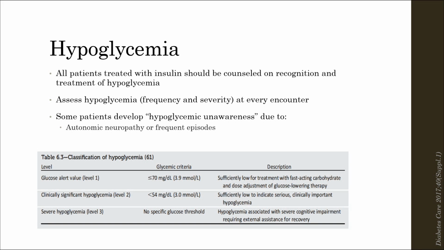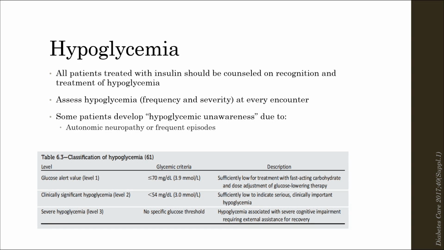How severe is it? Sometimes patients will have a level on their meter that indicates that they're hypoglycemic, but they won't have any symptoms at all. We call that hypoglycemic unawareness, and that can be due to autonomic neuropathy or frequent episodes, and therefore they're just not able to recognize those symptoms anymore.